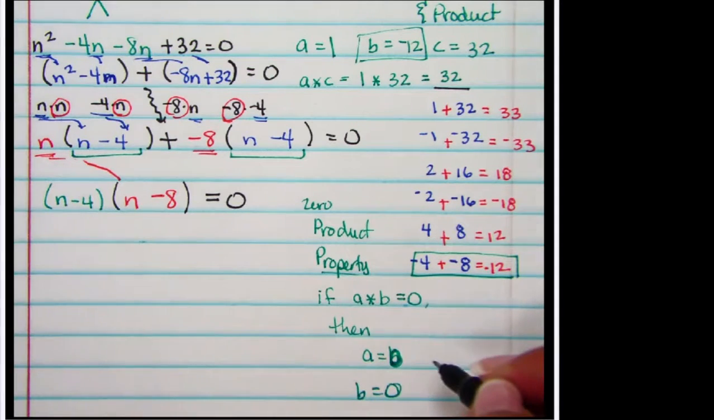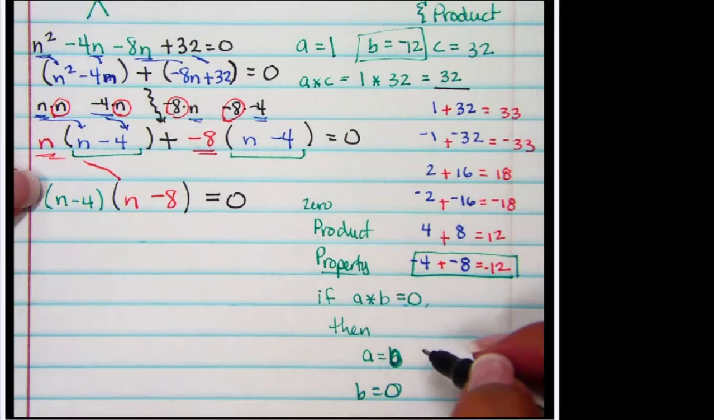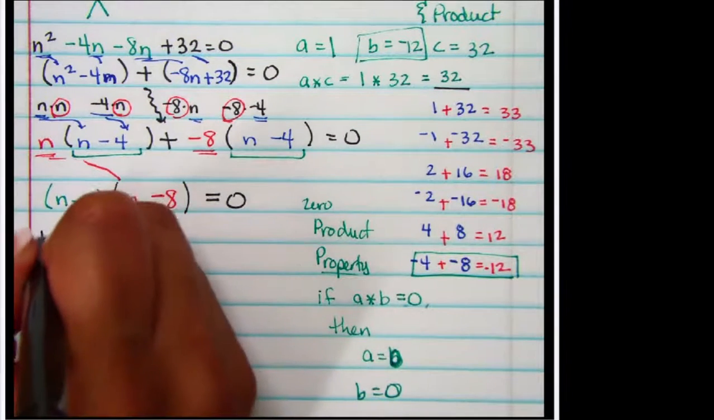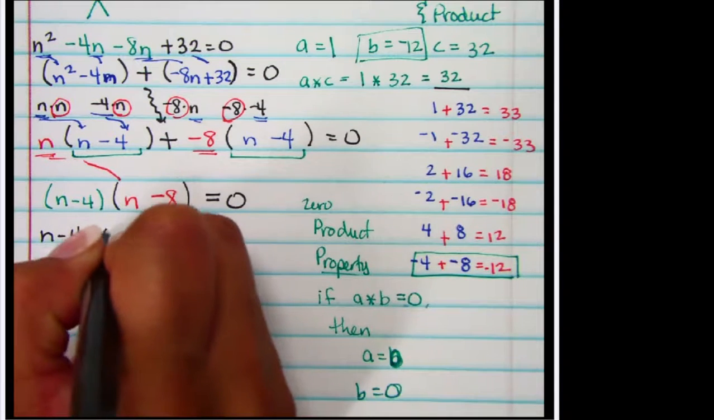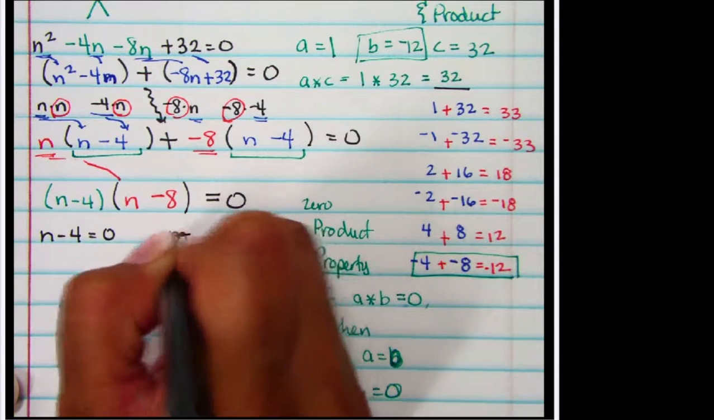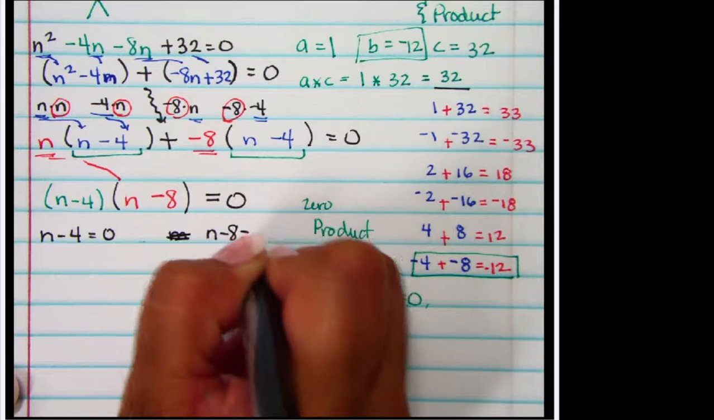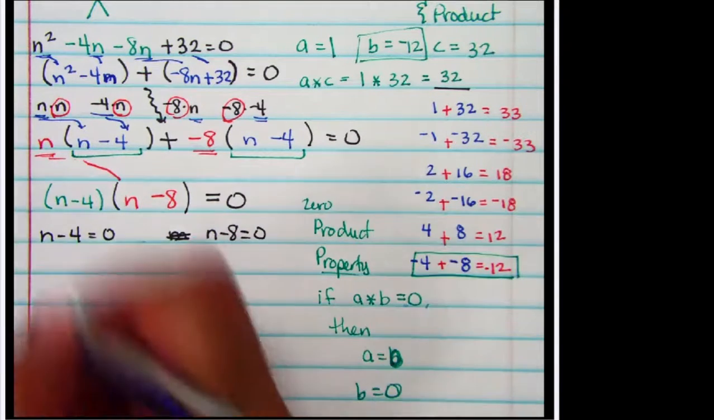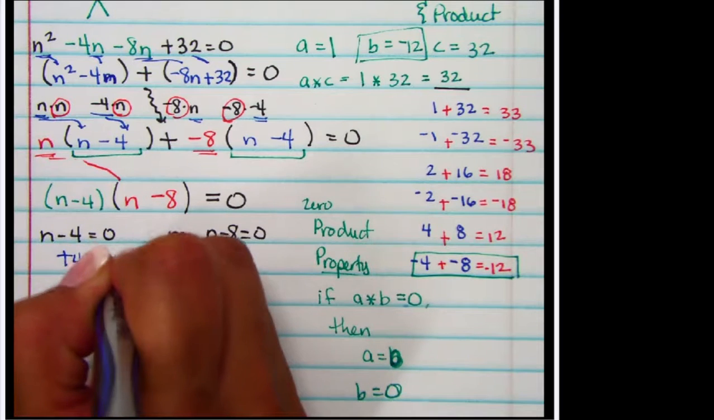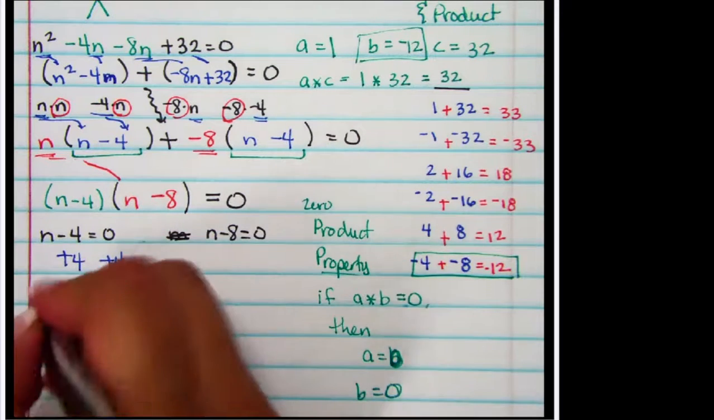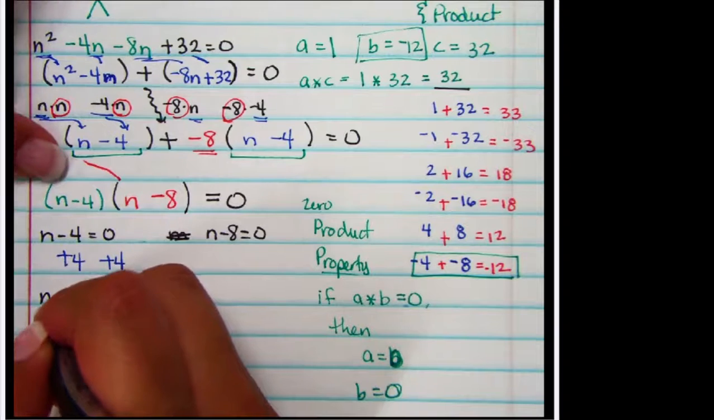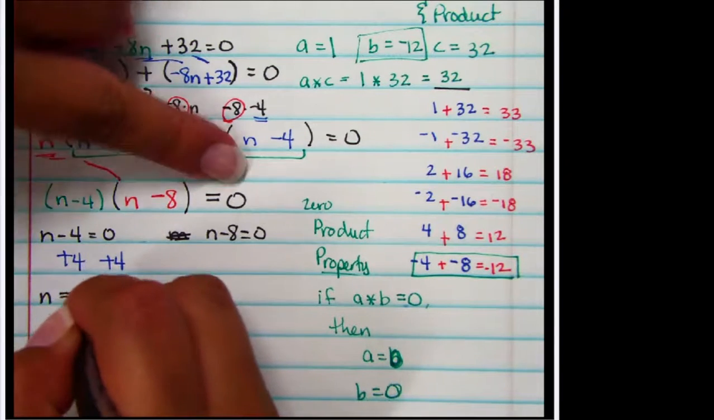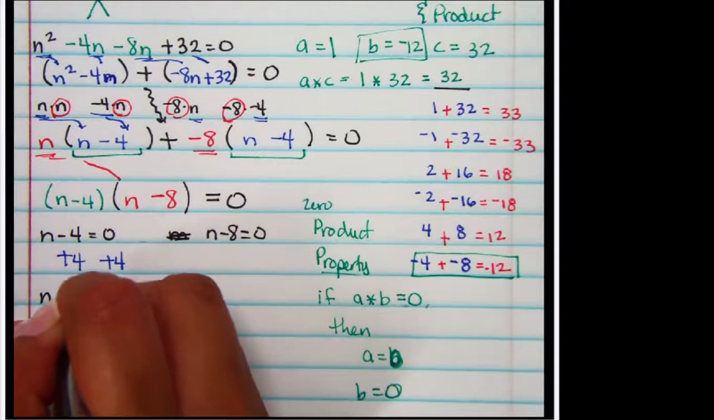And so when I have a setup where I have two things multiplying together equaling 0, I am allowed to rewrite it and look at each factor by itself equaled to 0. Here, if I add 4 to both sides, I will solve this equation and find out that the original quadratic that I have written up here is 0 when the value of n is 4.